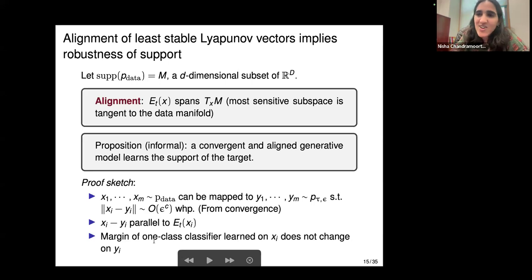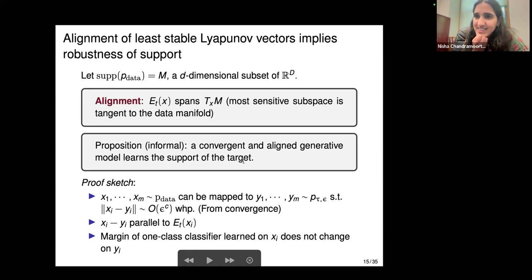And that's all we use. So we just say that if the alignment property holds, it means that you're simply moving points, because these are the most sensitive subspaces. This is where the errors will be made. And you're simply moving points along the hyperplane, which does not change the margin of the classifier. So the same statistical bound should hold.